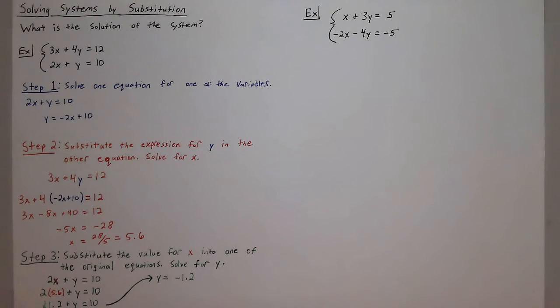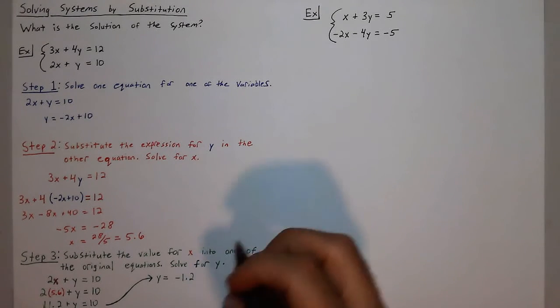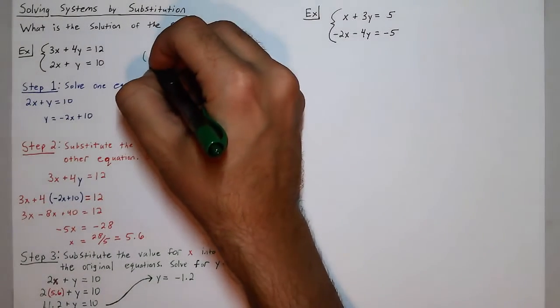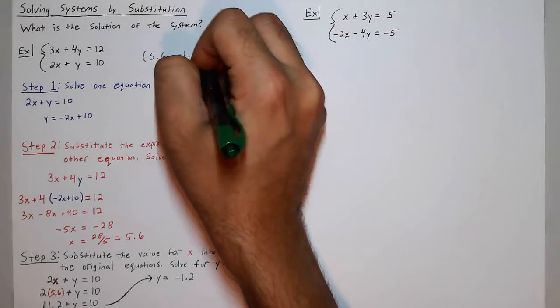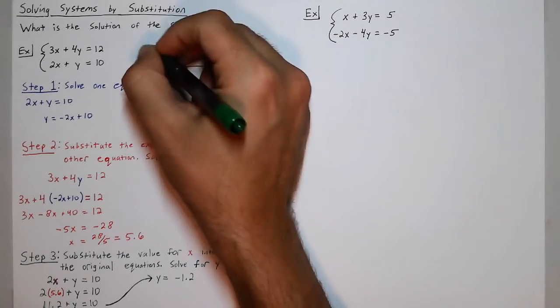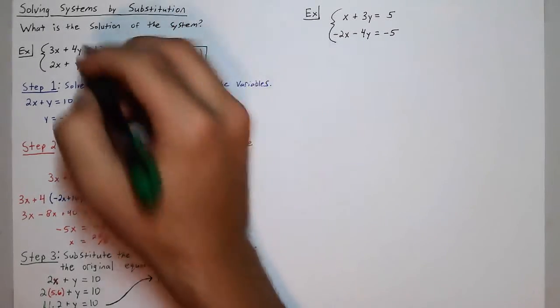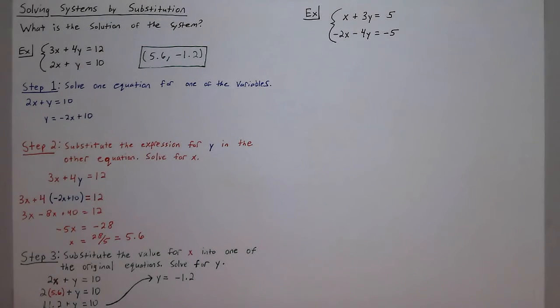And my solution to the system is the coordinates 5.6 comma negative 1.2. And again, if you wanted to check this, plug it into either or both of the original equations and see that they are both true.